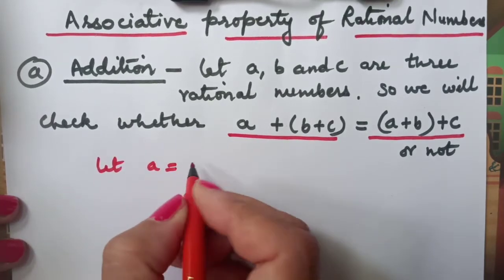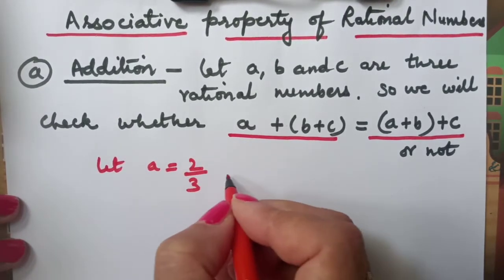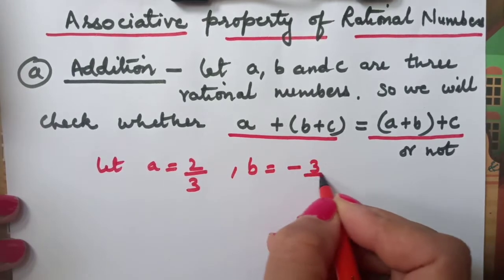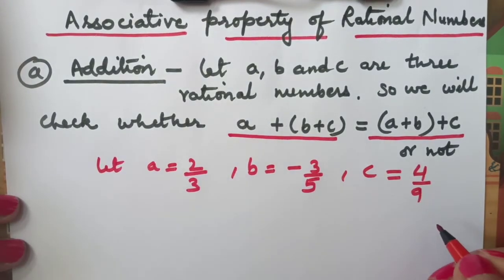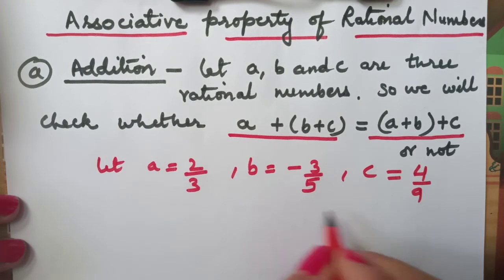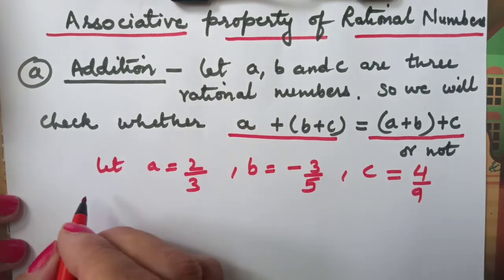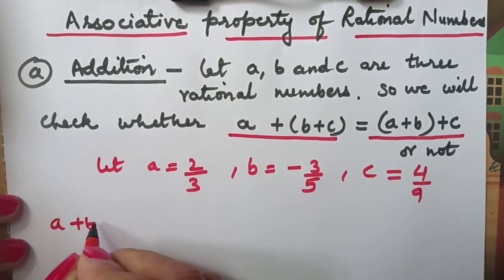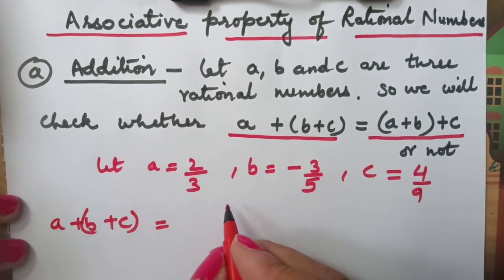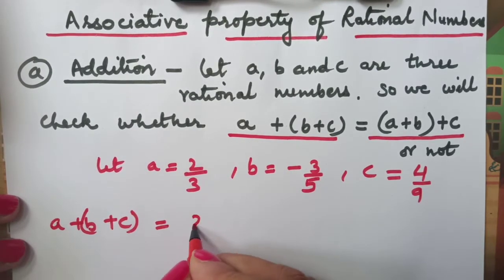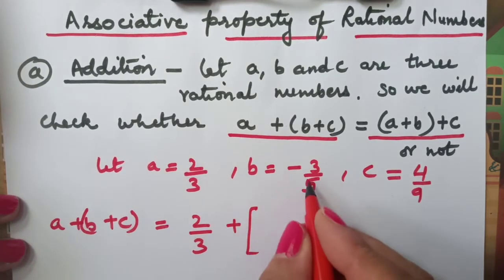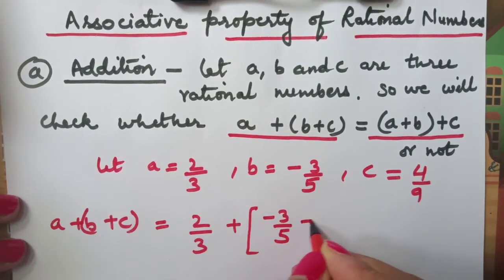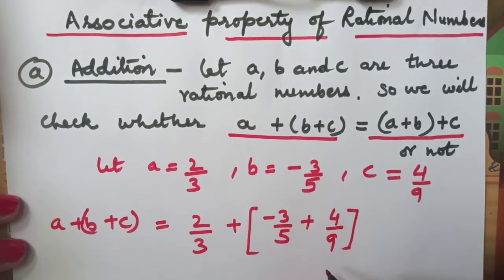Let A is equals to 2 by 3, B is equals to minus 3 by 5, C is equals to 4 by 9. You can take any other values of A, B and C also and check this property. Now we will take A plus B plus C. We will put the values here. 2 by 3 plus what is the value of B? B is minus 3 by 5 plus 4 by 9.